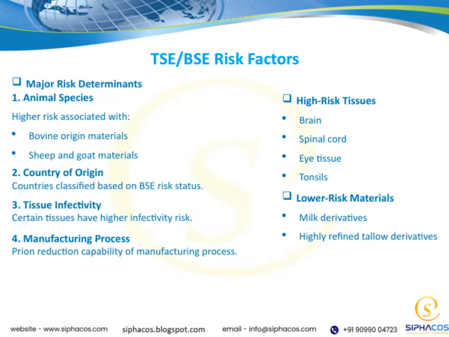Let's talk about risk when it comes to different tissues and materials. Some tissues are considered high risk, like the brain, spinal cord, eye tissue, and tonsils. On the other hand, lower-risk materials include things like milk derivatives and highly refined tallow derivatives. The risk depends on several factors. First, the animal species: bovine, sheep, and goat materials tend to carry higher risk. Second, the country of origin matters based on their BSE risk status. Third, the specific tissue's infectivity plays a role. And finally, how the material is processed can reduce or increase risk.